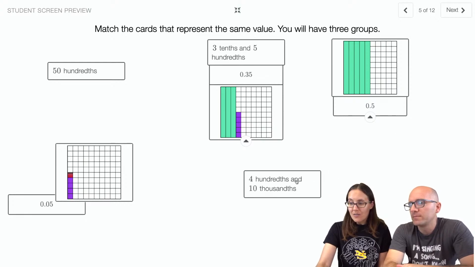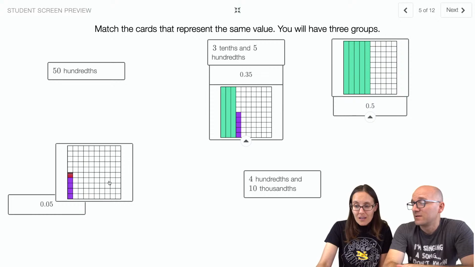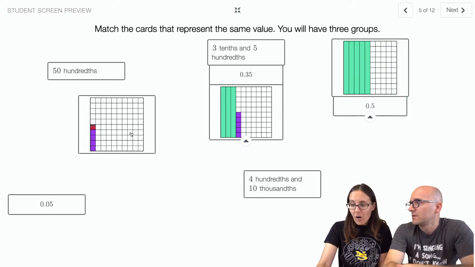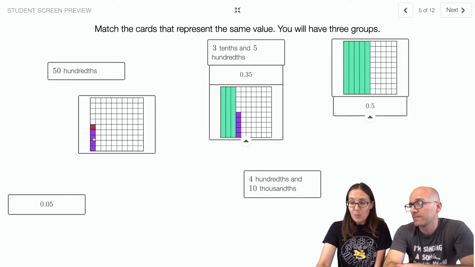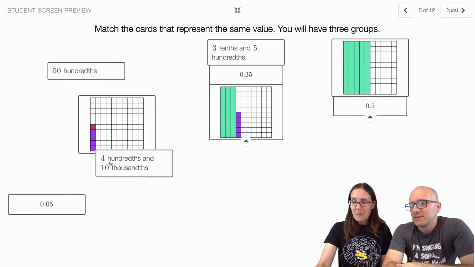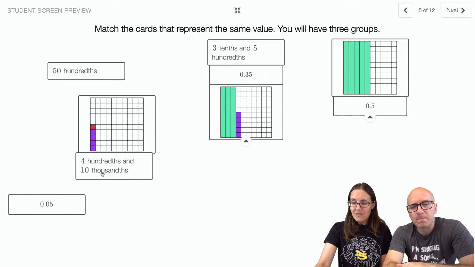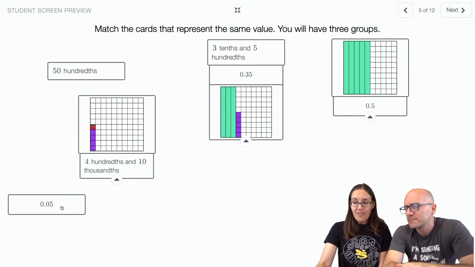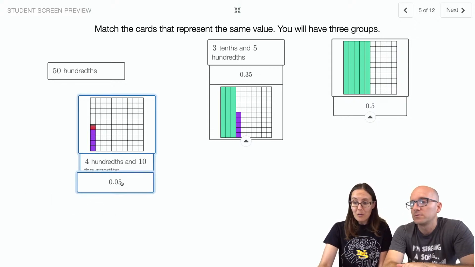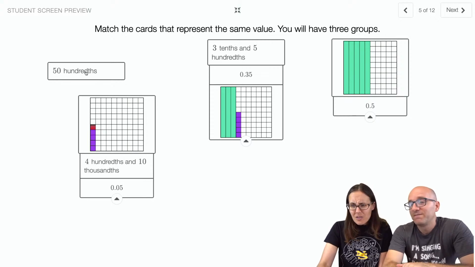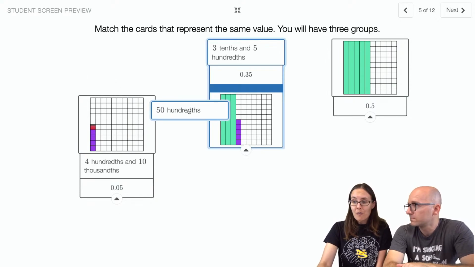Now, 4/100 and 10,000ths. I don't see. Oh. Ooh, so the hundredths are the little tiny purple squares. That's right. So 4/100, that's just these purple squares, and then 10,000ths together, that equals 1/100th. Those are little tiny red rectangles. They're so tiny that you can hardly see them on the screen. Go together. Kudos. And that's the same as 5 of the hundredths, which would be 0.05, and then 50/100ths. Oh, 50/100ths would be the same as 5/10ths.